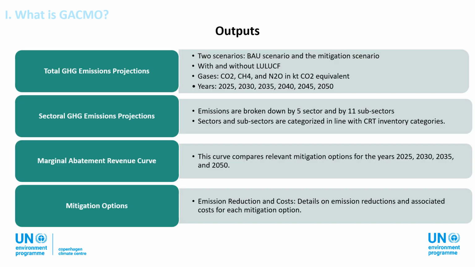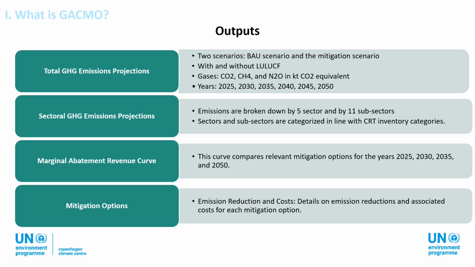Main results of the GACMO tool include projections for two scenarios, the BAU scenario and the mitigation scenario. Projections are provided with and without LULUCF. Projections cover three gases, CO2, CH4 and N2O, and the following years: 2025, 2030, 2035, 2040, 2045 and 2050.